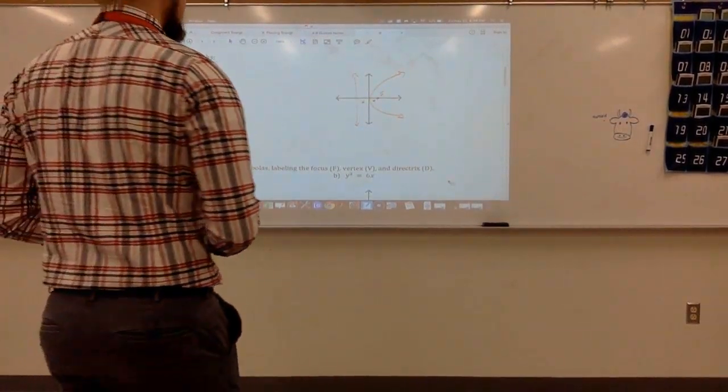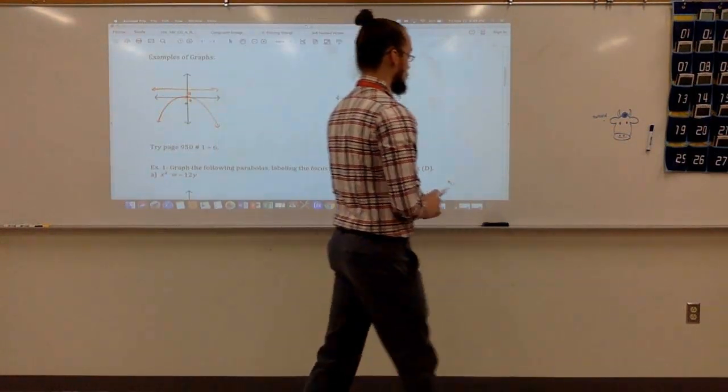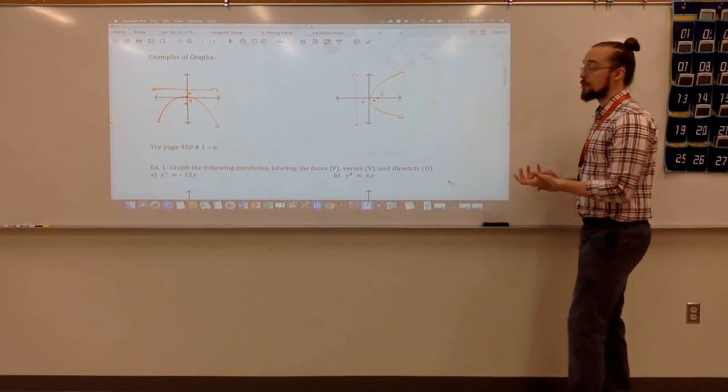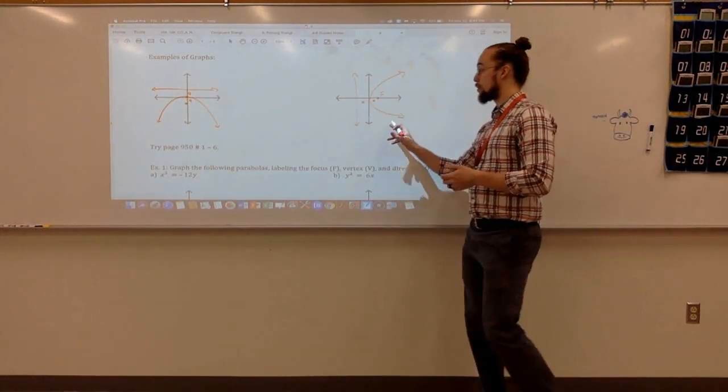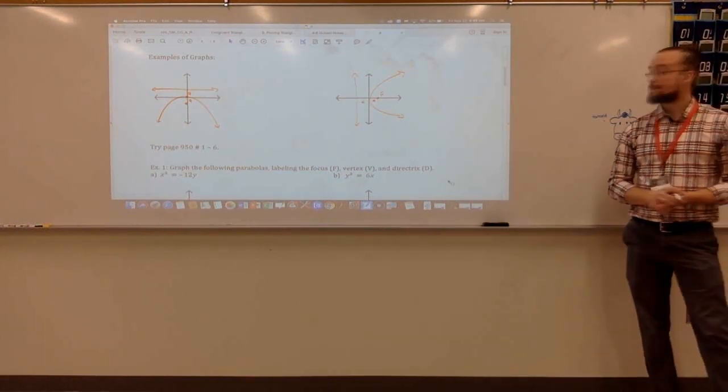So would the one on the right not be a function then? Yeah, absolutely. If we're thinking about our definition of a function, where it would have to pass the vertical line test, that isn't technically a function. You're right.